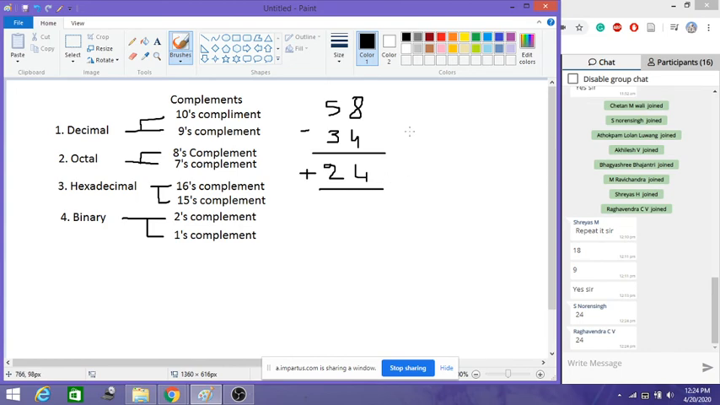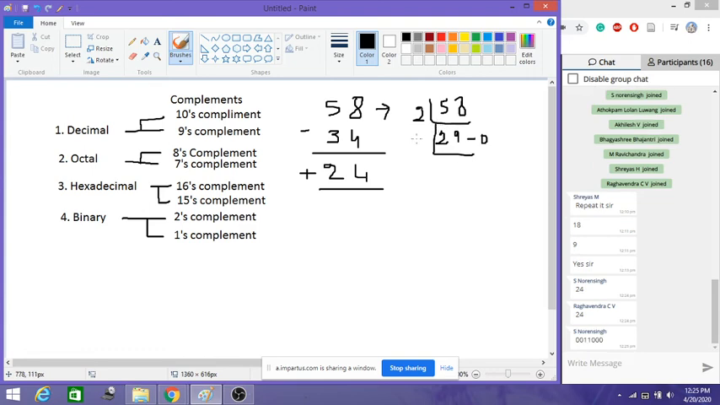Now let us convert this number to binary. How do we convert this number to binary? As we know, we keep on dividing this number by 2 and then we will get the binary. So we'll get 29, its remainder is 0. Like this we will continue, and I'll straight away write here. This number, I'll get as 111010. So this is my 58.